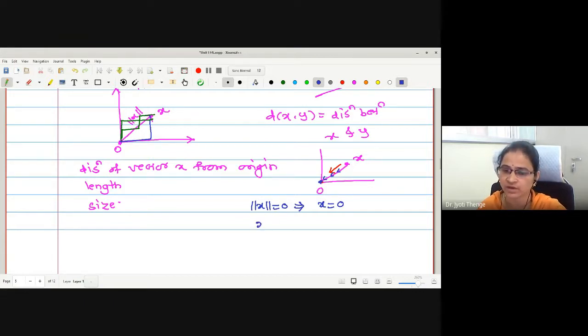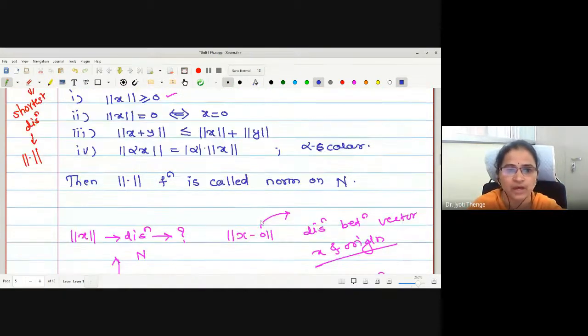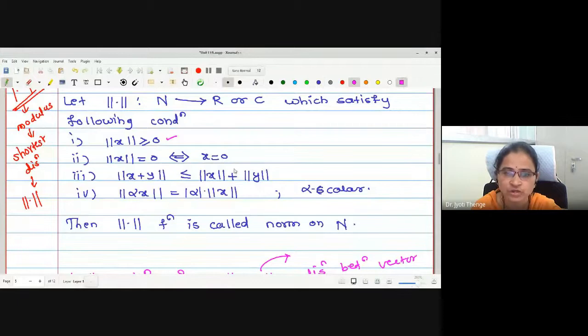Let us think in reverse. x is equal to 0. What is the distance then? The vector x itself is 0. Then what is the distance between x and 0? Distance is 0. This is the condition of non-negativity. Right? This is the meaning of your second condition.